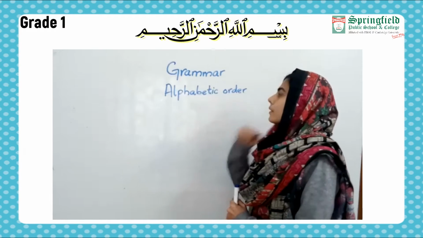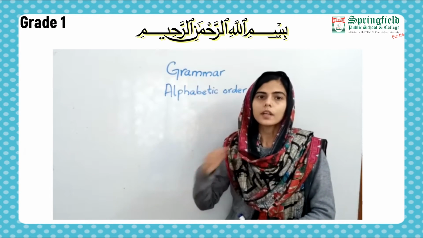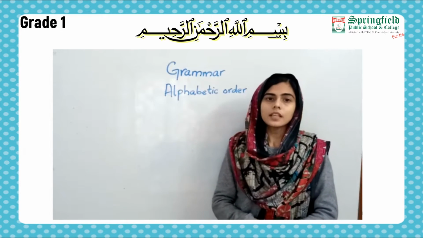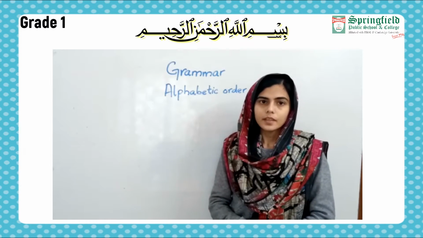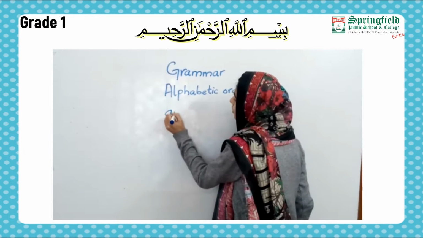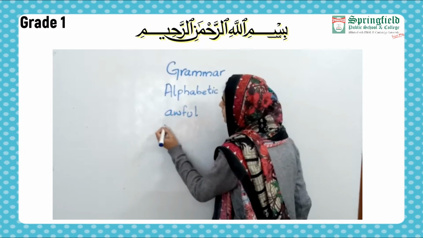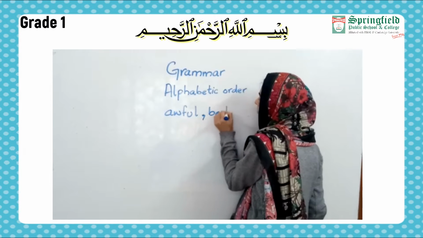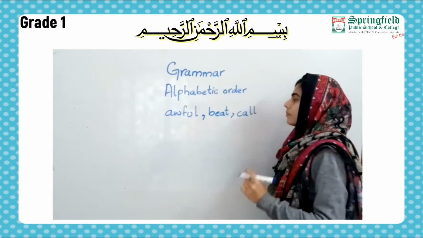Now alphabetic order. Alphabetic order means to arrange the letters according to the alphabetic order. That is to arrange the letters in the sequence they are coming in ABC. Like, we have got a word awful, and we have got a word beat, then we have got a word call.